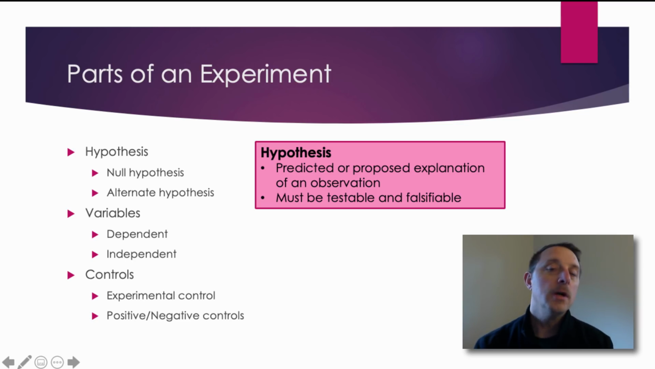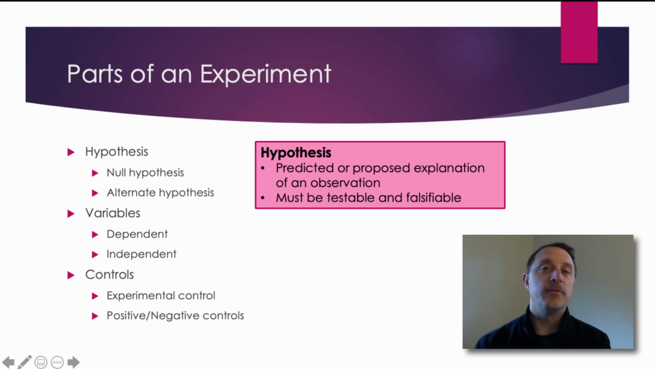And the two most important aspects of any scientific hypothesis are that it must be testable and it must be falsifiable. Okay, we have to be able to objectively collect data to investigate our hypothesis and to test whether or not it is valid. And we must be able to prove our hypothesis incorrect.